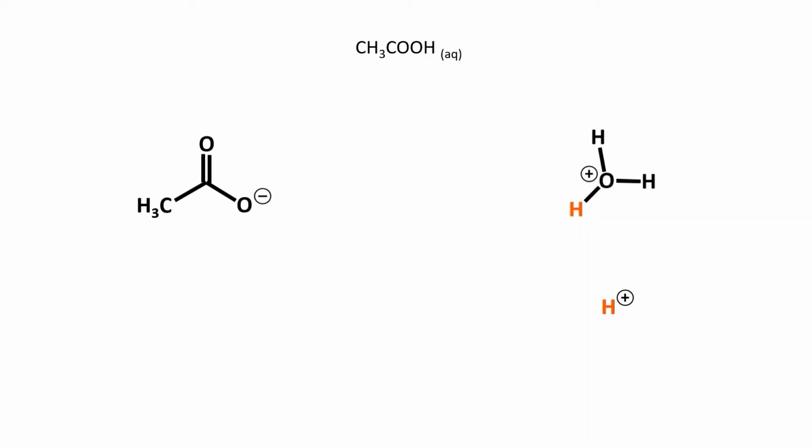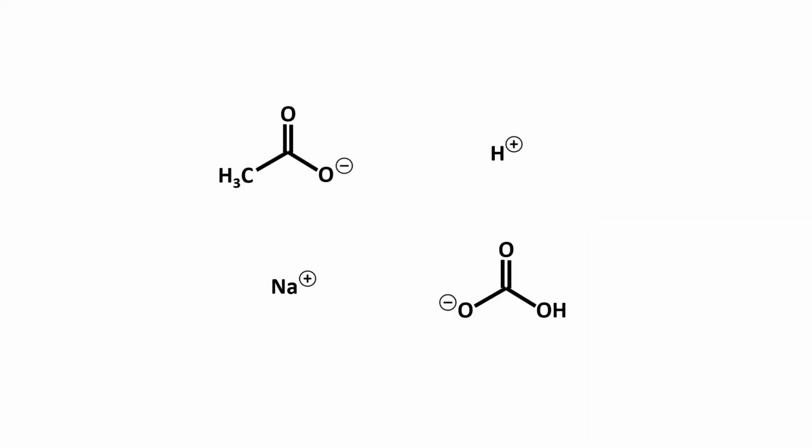But when you move into different solvents, you can't take for granted that the acid or the base will behave the same. So that gives us 4 ions in our reaction mixture, plus of course the water that's solvating all these ions. So we've got our acetate minus and our H plus, our sodium plus and our hydrogen carbonate minus.